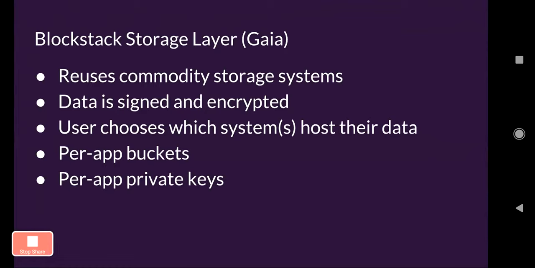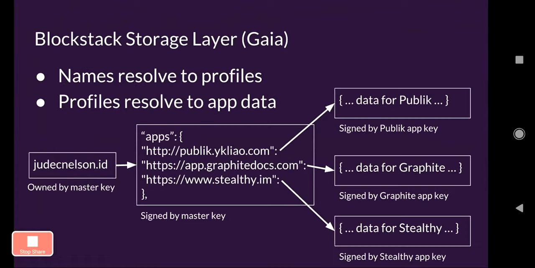So in Gaia, each application gets its own virtual bucket. So your application's states are all kept separate from one another for safety. And each application also gets its own private key. So there's no key sharing between applications. Each application gets its own storage, its own keys. They can't trap one another. The worst they can do is misbehave and destroy their own data. And it looks a bit like this under the hood.